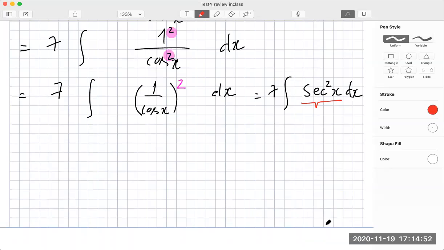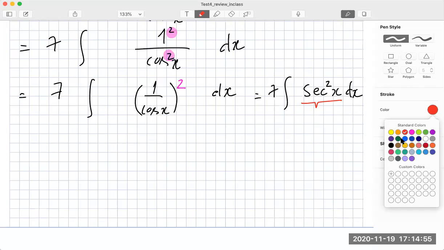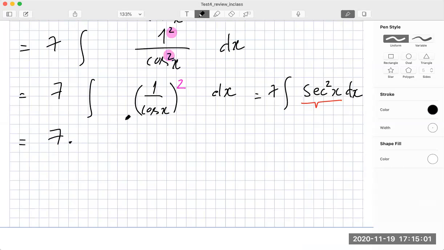Now look up the table. What do we have for the antiderivative of secant square? Very good. Wouldn't it be 7 tan x? Perfect. And what do we need to add here? A constant. Perfect. Remember. Yeah, very good. Okay.